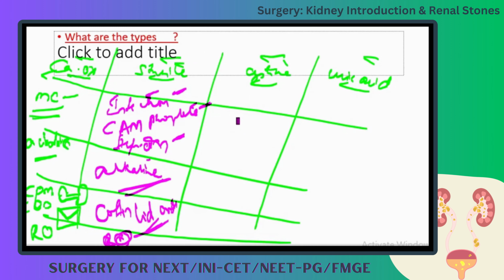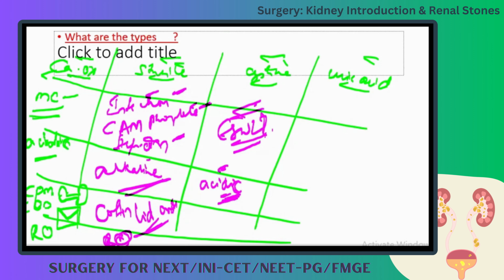Okay. Then coming to cystine type of stones. The special point regarding cystine is it is a very hard stone. It is not amenable to ESWL. What is ESWL? I'll discuss. It is very hard. It will not break with ESWL. And cystine stone is also seen in acidic urine. It is not alkaline, it is acidic urine.